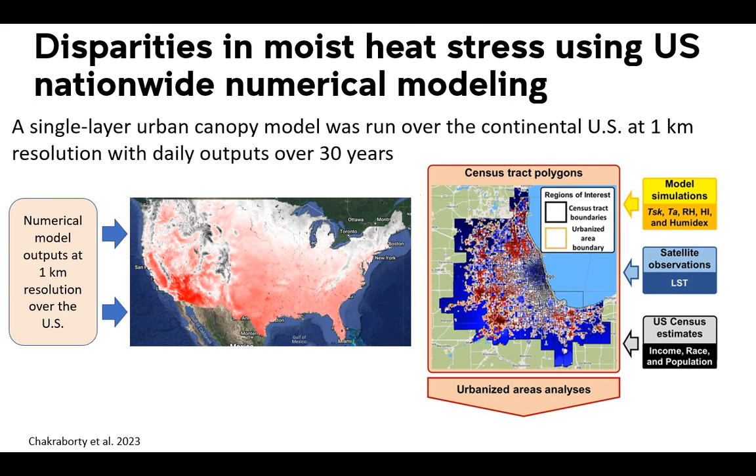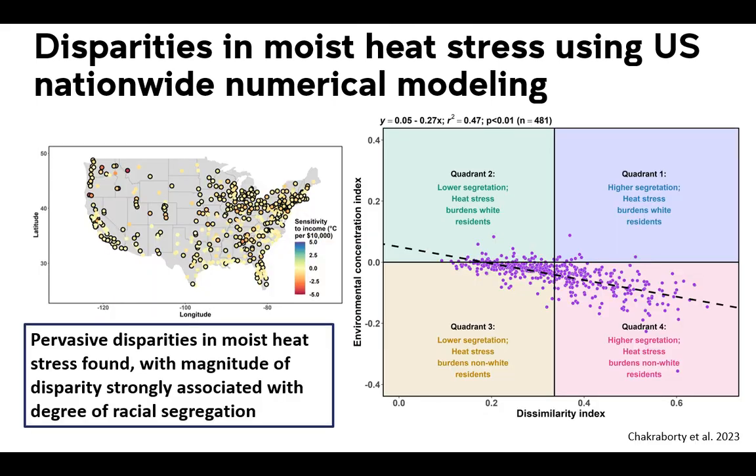So we ran a single layer urban canopy model at 1 kilometer resolution over the continental US. And then we aggregated the values for around 5 years into census tracts for over 480 urbanized areas in the US. And then we calculated heat indices like humidex and the heat index. So on, I won't say a positive note, but we do see pervasive disparities in moist heat stress across US cities. And interestingly, the magnitude of the disparity is also strongly associated with the degree of racial segregation, which is seen in this quadrant plot on the right.